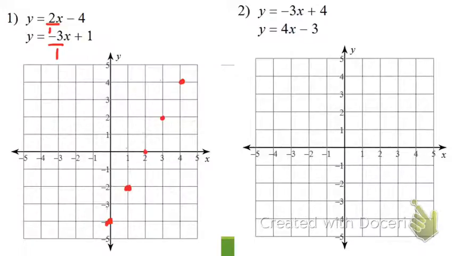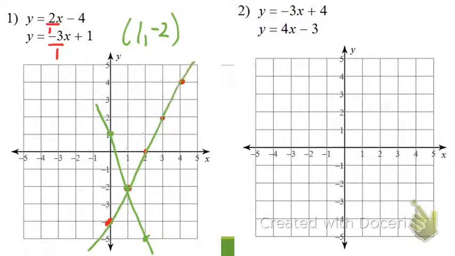And so I start at 1, and the slope is down 3, right 1. And right away, I can see where we shared this point, and that's going to be my solution. So at this point, (1, -2), that's my solution. And then you want to always make sure you go back in and put in your lines. But if you just make the points, you can find where they intersect, and your lines don't have to be quite as perfect. Okay, so go ahead and pause this, and you go ahead and graph number 2.